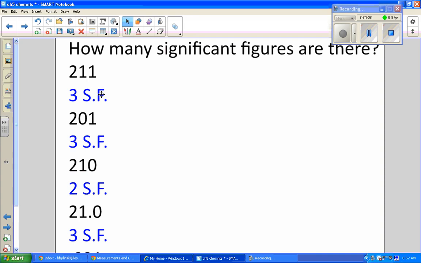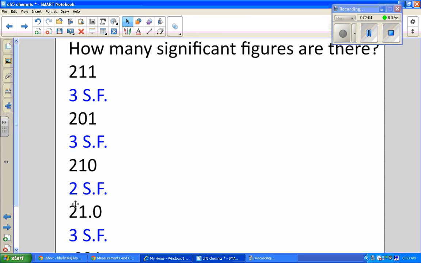Okay, the number 211. Why 3SF means significant figures. Why are there 3 significant figures? Because any number that's not a 0 is considered important or significant. So all 3 of these count. In the next example, it says 201, and I still see 3 significant figures. The problem now is a 0, and the 0 is what affects the different rules. This 0 is in between numbers, and I like to call it sandwiched. Any sandwiched 0 is considered significant. So all 3 of these numbers count.